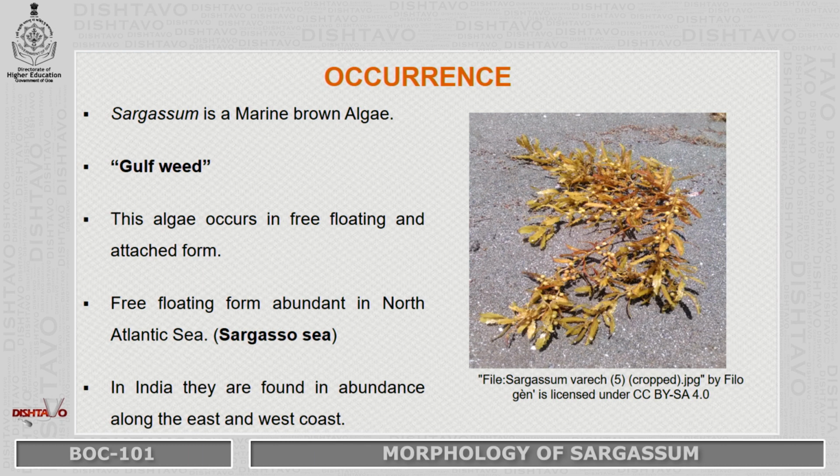This algae occurs in both forms, free floating and the attached form. The free floating form is abundant in the North Atlantic Sea. Therefore, it is termed the Sargasso Sea. Because this algae is abundant in the Sargasso Sea, it is a big nuisance to ships. In India, they are found in abundance along the east and the west coast. If you happen to walk along the beach, you will see this plant along the shore.